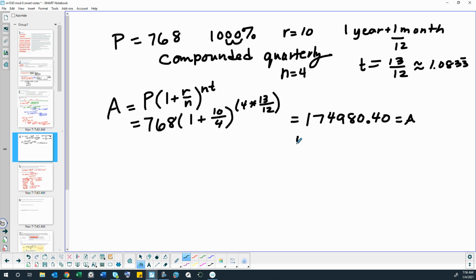So then to find the interest, we take the amount and we subtract out the original principal. So 174,980 and 40 cents, subtract the principal of 768. The reason the numbers are so big is because it's a ridiculous interest rate. So that would be interest 174,212 and 40 cents.